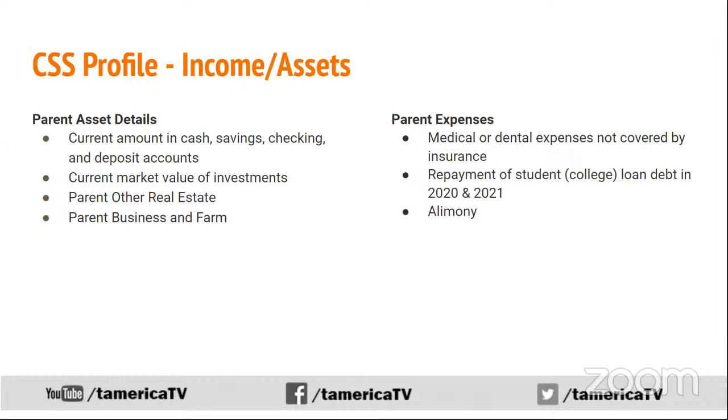But the good part here is you are able to mention expenses that are coming from medical or dental, which are not covered by the insurance, and any repayment of student loan debt for the last 2 years, and any alimony that you are paying due to divorce. So these kinds of expenses you are able to mention here, whereas in FAFSA, they don't care about your expenses. They just care about your income and assets. Right?